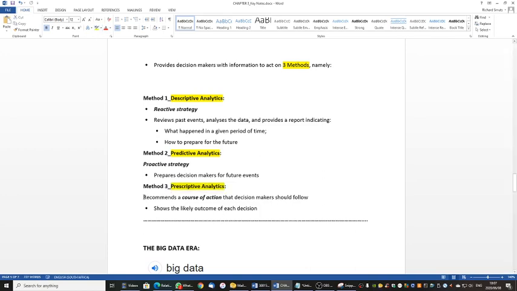Prescriptive analytics is actually like an advisor for you. It's a piece of software that will advise you as to whether you can take course of action 1, course of action 2, or course of action 3. So we are working at a high level of software here that allows decision makers to follow, and it will show the likely outcome of each decision.